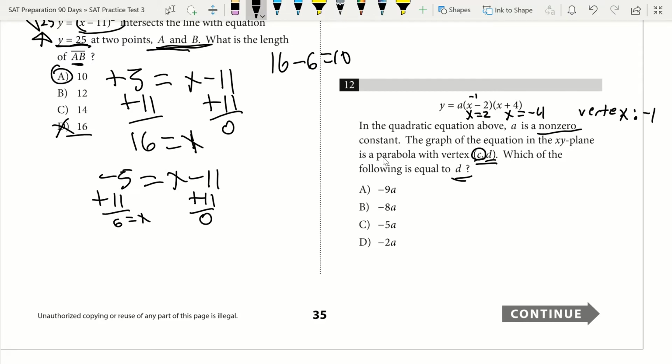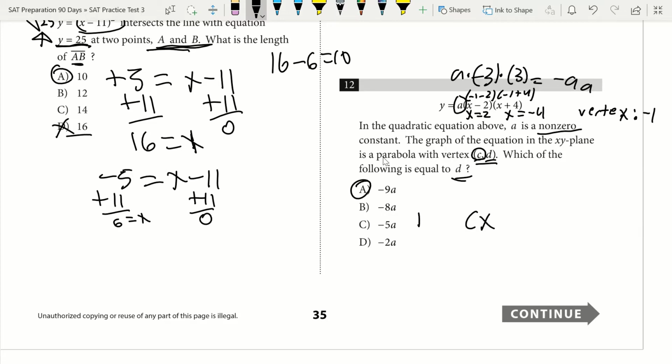So now we have negative 1 minus 2, and we have that times negative 1 plus 4. Well, negative 1 minus 2 gets us negative 3, and negative 1 plus 4 gives us positive 3. So now we're going to multiply those together, and then we also have to multiply by this a right here. So we see that we're going to end with a negative 9a, so our answer is going to be answer choice A.